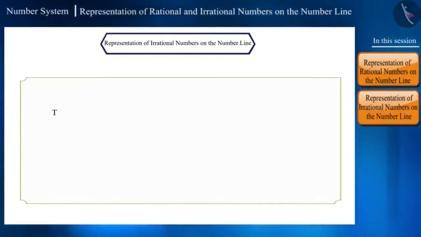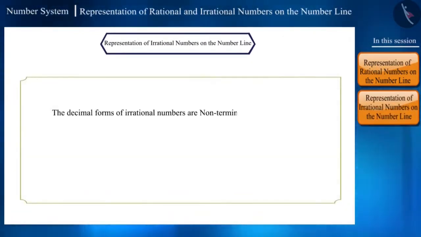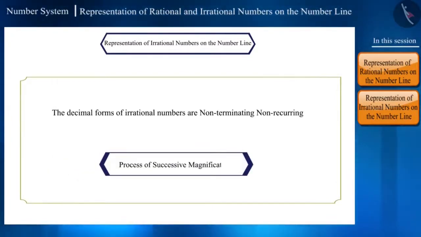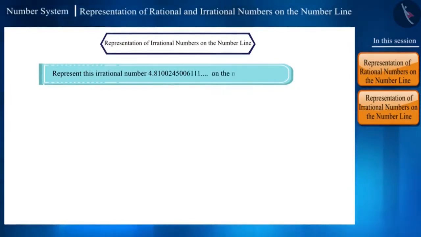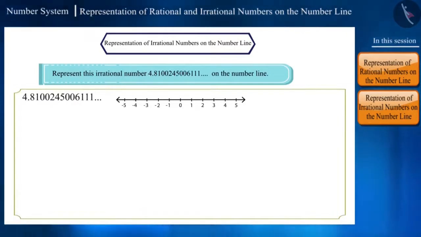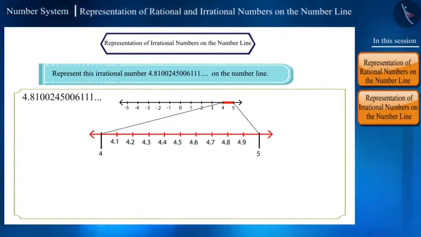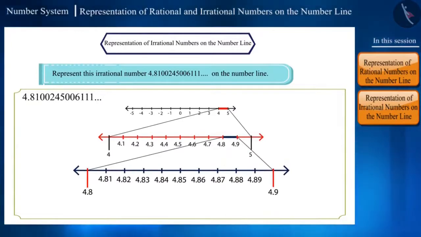We know that the decimal forms of irrational numbers are non-terminating and non-recurring. So, will we use the same process of successive magnification to represent them on the number line? Yes. Let's take an example. Represent this irrational number 4.810024500611 on the number line. This number will lie on the number line somewhere between 4.81 and 4.82.